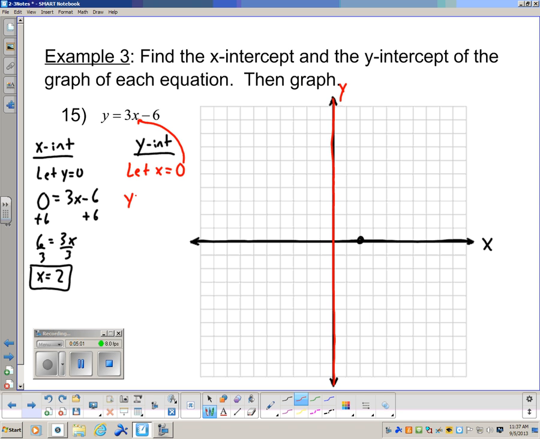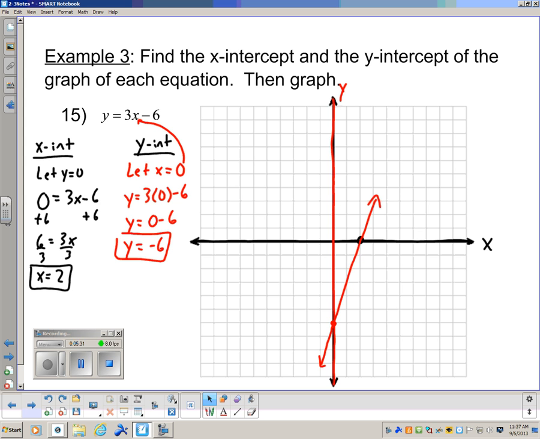So I can go y equals 3 times 0 minus 6. So I really get 0 minus 6, which gives me negative 6. So that ends up being my y-intercept. So I can plot my y-intercept: 1, 2, 3, 4, 5, 6. That's where it hits that line there. And then I can just connect my 2 points there, my x-intercept and my y-intercept, and I have the graph. So using your x and your y-intercept, as long as they're different values, we can go ahead and plot those.